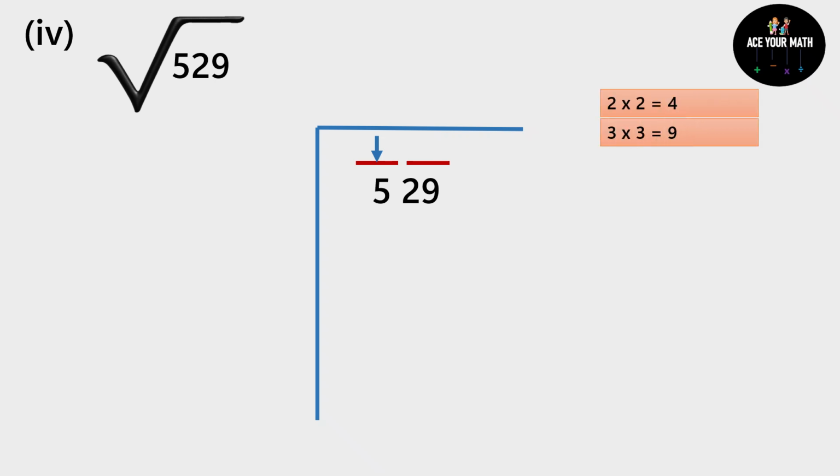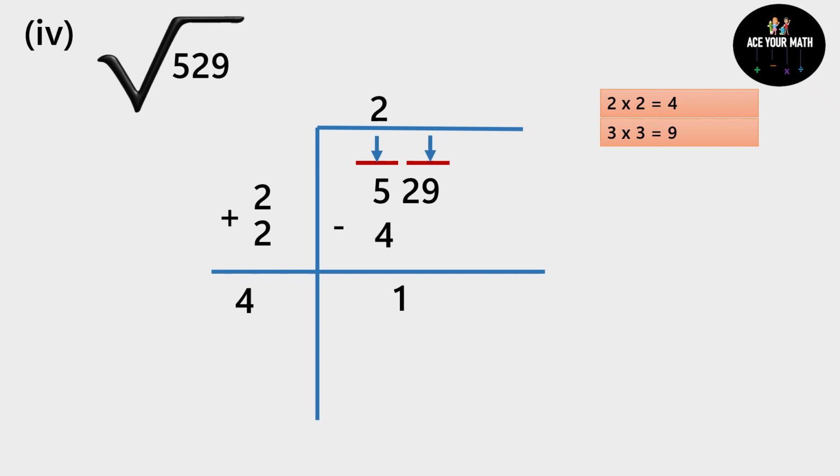See, 2 twos are 4 and 3 threes are 9. So it means you will consider 2 square. So you will write 2 and 2. 2 twos are 4, you will write just beneath 5. And the same 2 you will add on the left hand side. Now, when you subtract 4 from 5, what do you get? You get 1 as the answer. And on the left hand side, 2 and 2 will give you 4.